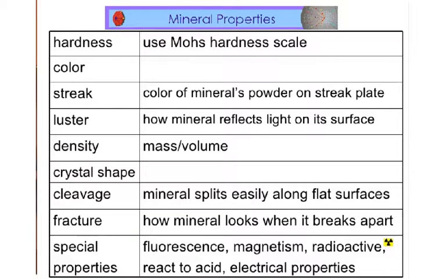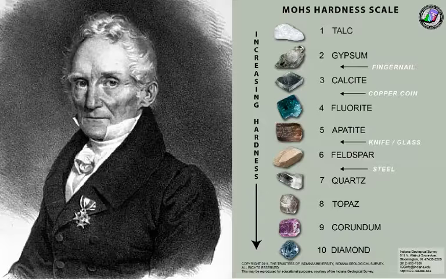Cleavage is how the mineral splits. Does it split easily along flat surfaces? How many flat surfaces does it have? Fracture is going to be how the mineral looks if it breaks apart instead of cleaving. And what special properties might that mineral have? Does it have fluorescence? Is it magnetic? Is it radioactive? Does it react with acid, or does it have electrical properties? So those are some things that we will be able to look at and identify different minerals.